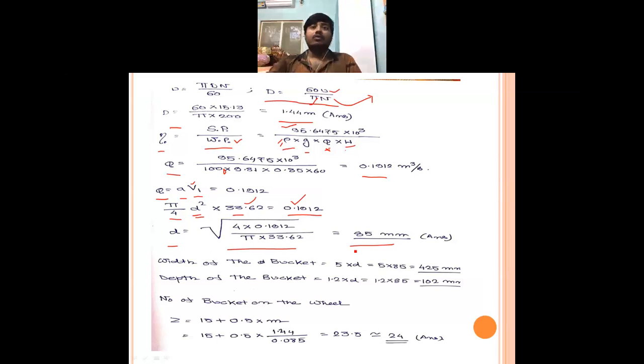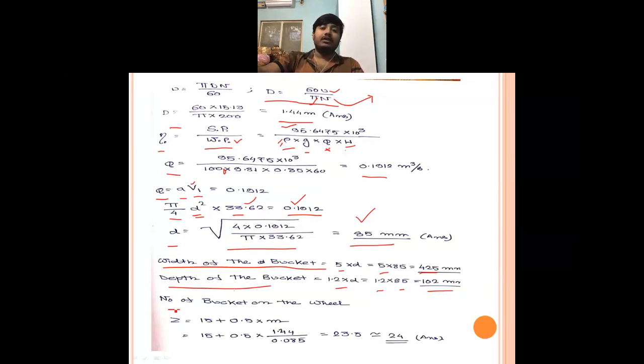Now we will find out the width of the bucket. As we have already seen in the last case, the width of the bucket is 5D. So we have got D, and the width of the bucket is 425 millimeters. Then the depth of the bucket is 1.2 into D, so 1.2 into 85, which is 102 millimeter.